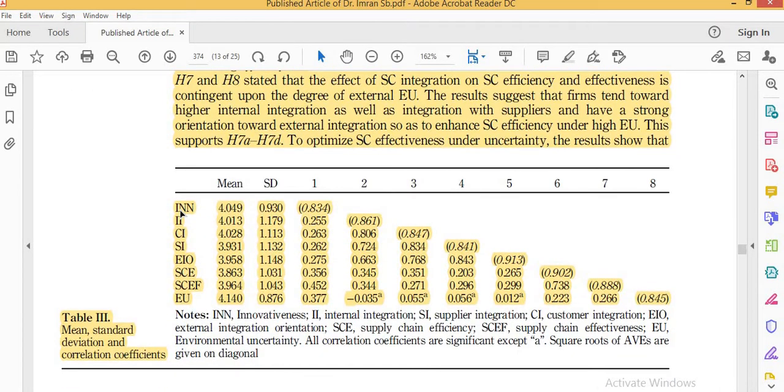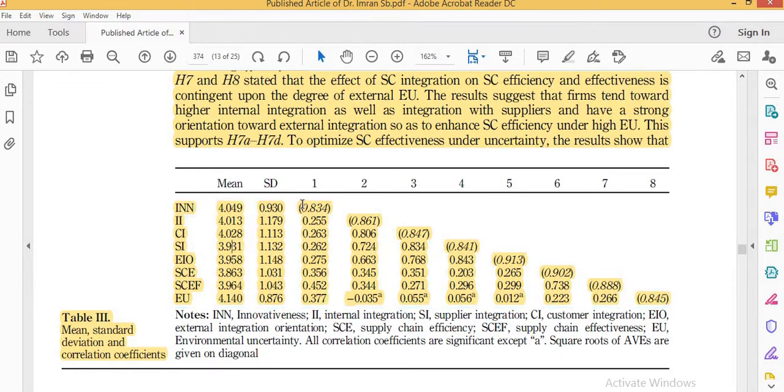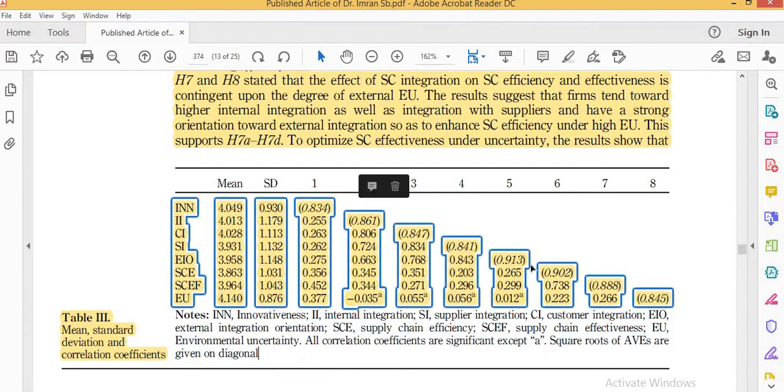Scholars, this is the table which is showing the correlation among the variables, mean, median, standard deviations, and values for the correlation are given here, and the values which are in the diagonal are showing the square root of AVE.